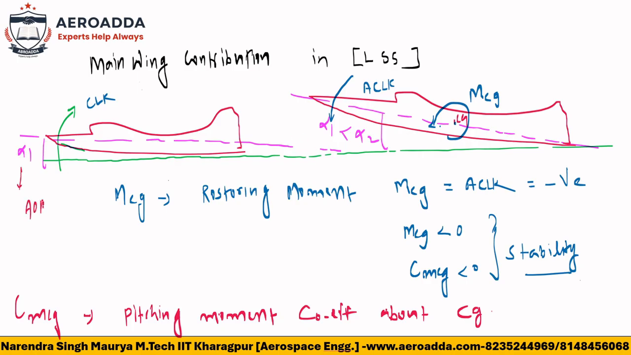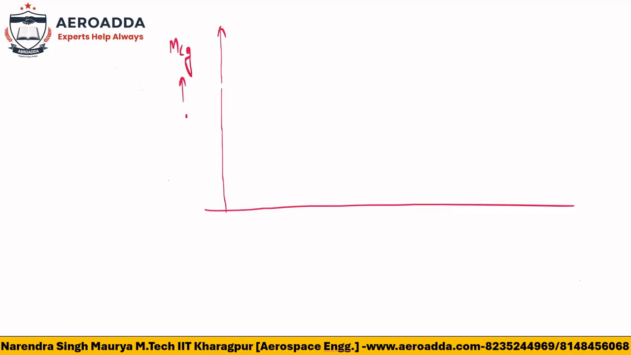Alpha is nothing but angle of attack. So how to relate this CMCG with the angle of attack, that I have to show you. You just remember this graph. This graph is very important. This is nothing but the moment MCG, or you can say CMCG, it's your choice, the same thing only. And this is nothing but alpha.